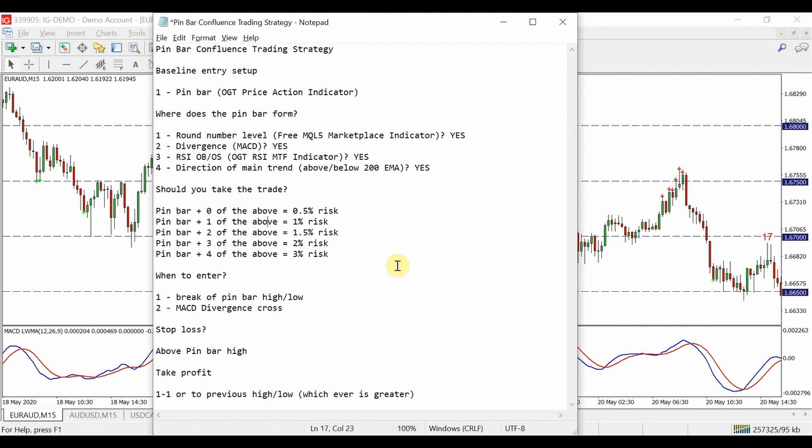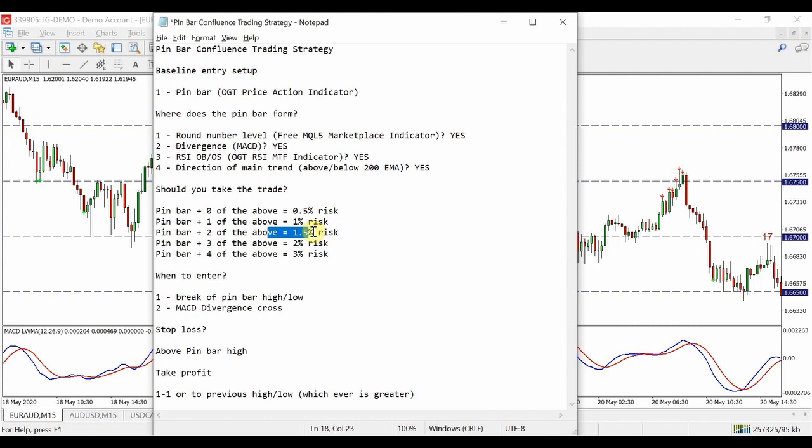Now, the question I normally get asked is, is divergence better than the round number, or if there's an RSI signal but no main trend, is one better than the other? And to keep it simple, my view is no, there isn't. If you had a round number and the direction of the main trend, I would trade with 1.5%. Or if I had a round number and divergence, I'll still trade with 1.5%. In my view, one is not better than the other.